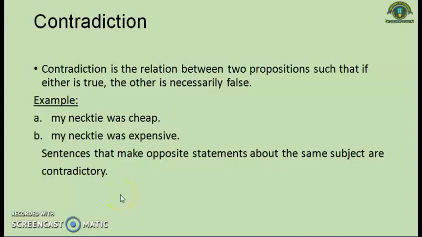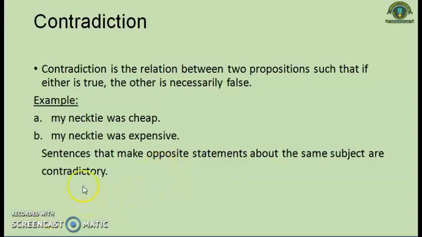For example, in sentence A, someone says that my necktie was cheap, and the next day he says my necktie was expensive. So there is some contradiction. It means that the person is lying, so it raises questions on the validity of this statement.